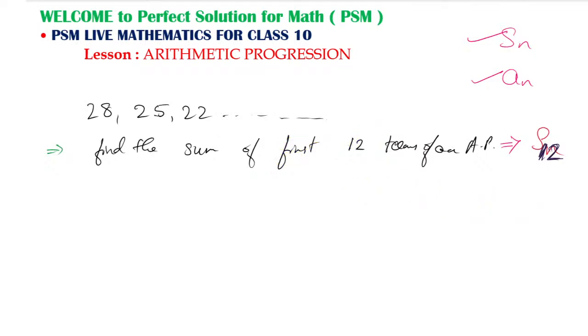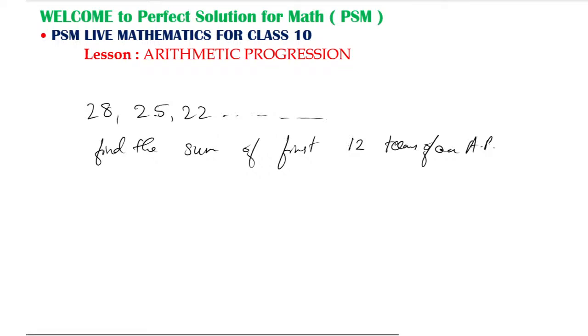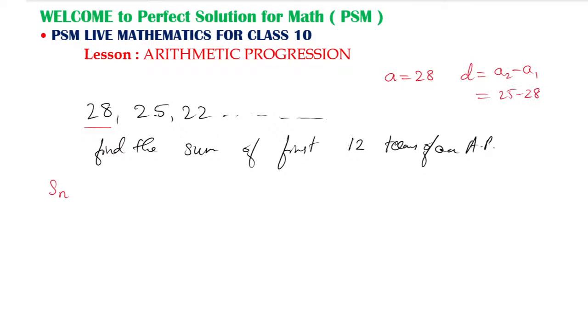Now let us go with the answer. They ask to find the sum of the first 12 terms of an AP. So according to this, let us continue. First is Sn, because we have to find the Sn formula. The first term is 28, so A is equal to 28. Then we have to find D. Some of you went wrong with the D value yesterday. D is A2 minus A1, that is 25 minus 28. Obviously the greater number has the negative symbol, so D is minus 3.